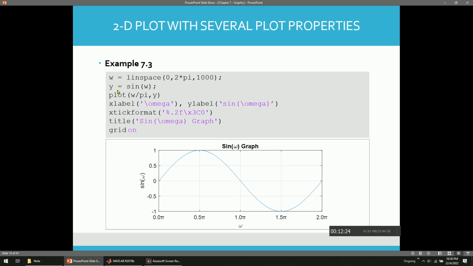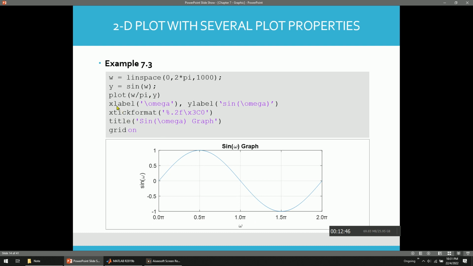And then you plot the Y. Y is basically using the W in the sine. You want to plot W divided by pi and Y. So basically you change the W to divide by pi, to remove the pi, because it is easier for you to plot later.